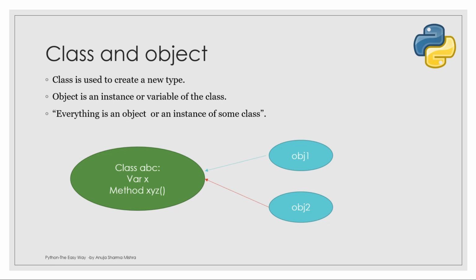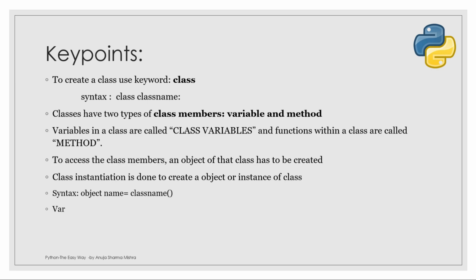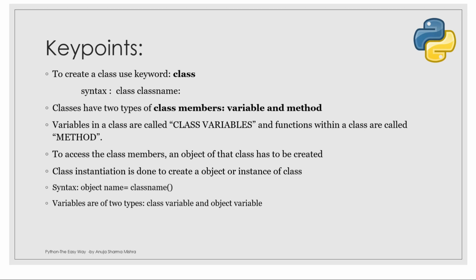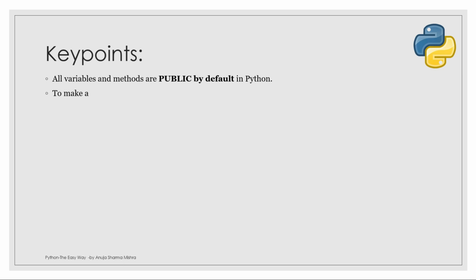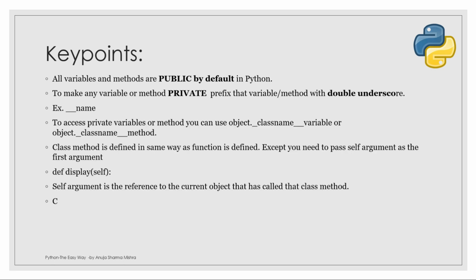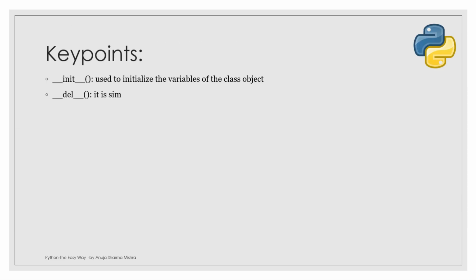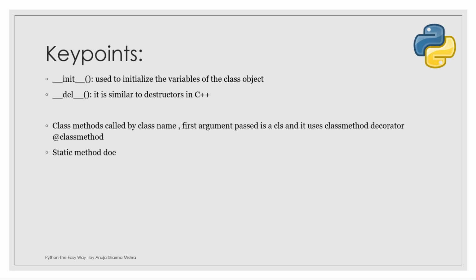Here is a small diagram where I have created a class abc, and it has two objects, obj1 and obj2. These are the two objects of class abc, and they have some variables and some methods within. So here are some key points which we will be going through during this tutorial: how to create a class, what are the class members, how to create an object, and then we will be talking about private and public variables, how to create public variables, what are instance methods, and then we will be talking about the init method and del method. So let's begin.